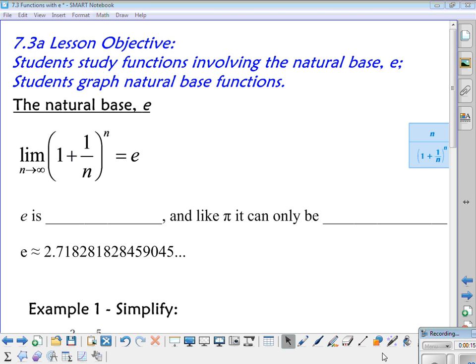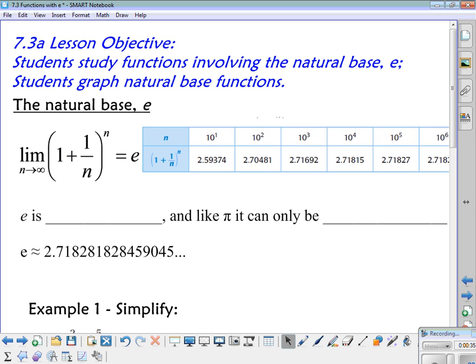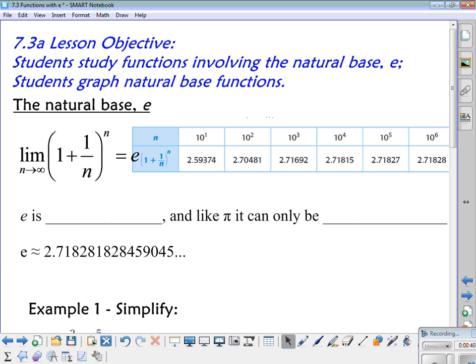So where e came from was that, I don't know, one day somebody was bored and they decided to see what happens if they keep putting in bigger and bigger numbers for n in this expression, 1 plus 1 over n, to the n power, and see what they get. So this chart, out of the book, shows that as you keep putting in bigger and bigger numbers, see how it starts, at 10 to the 4th, it's 2.718, 10 to the 5th, 2.718, 10 to the 6th, 2.718. It starts approaching a single number.